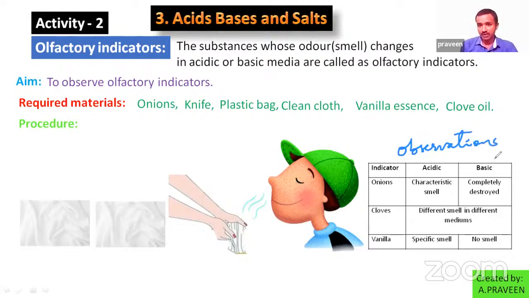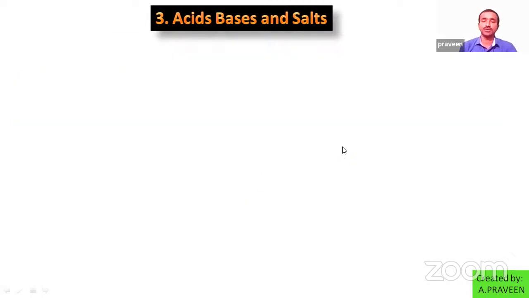So these are observations from activity 2. This is about olfactory indicators. Now we are going to another topic, that is the reaction between an acid and a metal. It is given as a lab activity in the 10th class textbook.